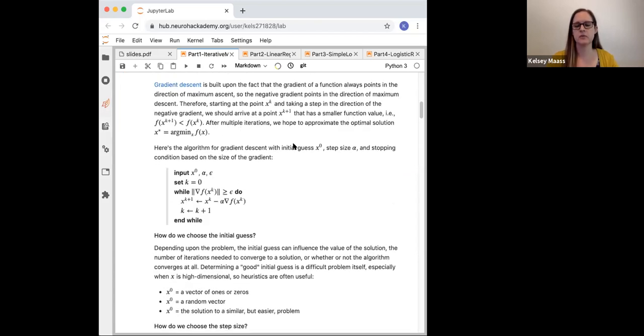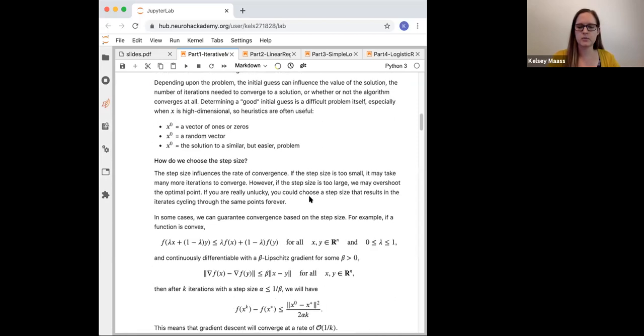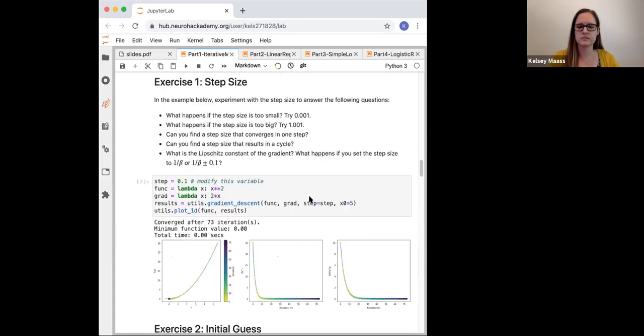So gradient descent, the one we're going to start with, is built upon the fact that the gradient of a function points in the direction of maximum ascent. So the negative gradient points in the direction of maximum descent. So starting with an initial point and taking a step in the direction of the negative gradient, we should be able to arrive at a point that has a lower function value. So here's what our algorithm looks like for an initial guess, step size alpha, and then a small epsilon that we use in our stopping condition. We've provided a lot of information about the initial guess, the step size, and stopping conditions here, but we're going to skip to the first exercise.